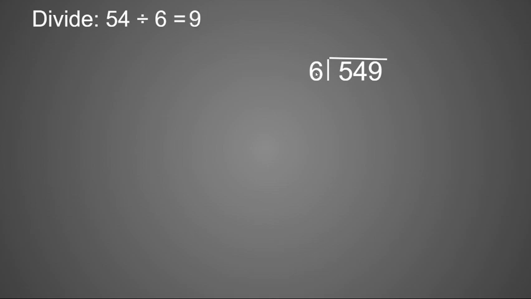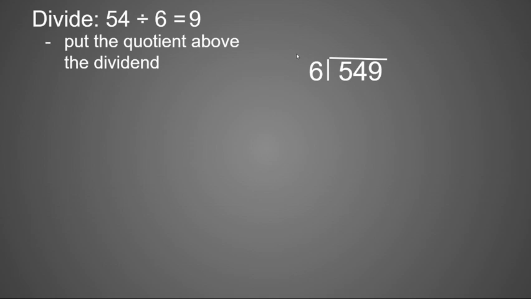So where do I put the 9? Yes, I put the 9, the quotient, above my dividend, right above my 4. Notice this time, instead of putting it above the 5, I put it above the 4. I want to put it above the last digit that I used for my division problem.